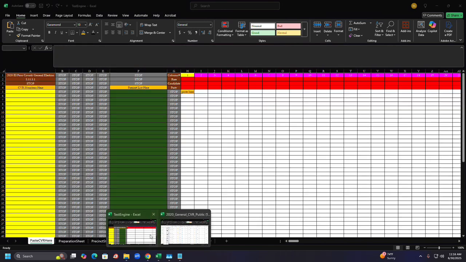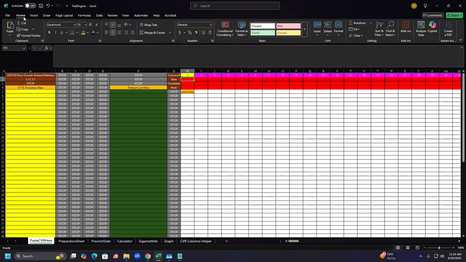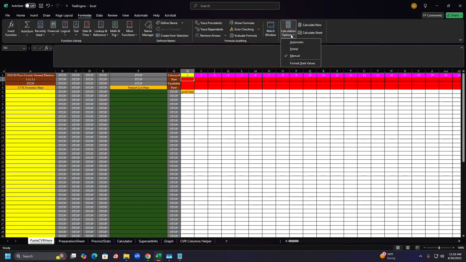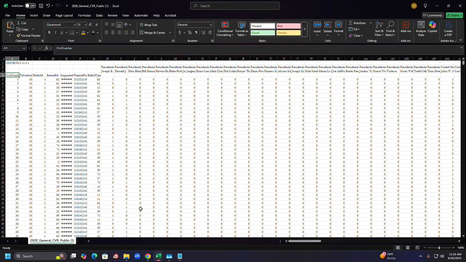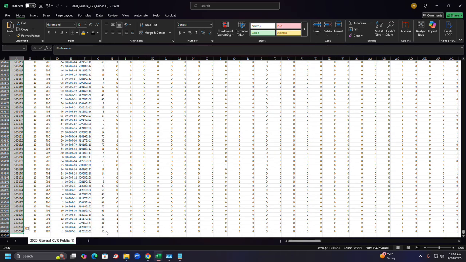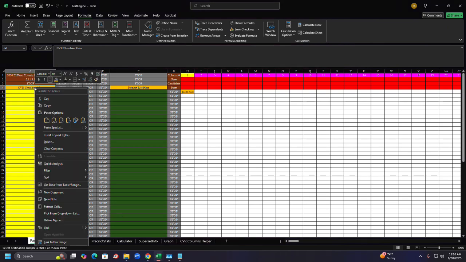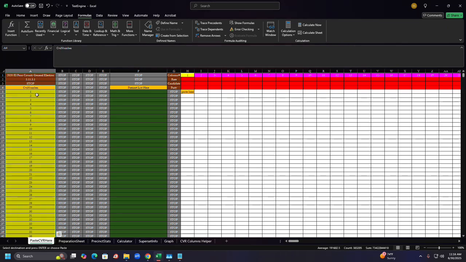Is this on manual? Make sure you're on manual. I'll make sure it's on manual when you download the file. But anyway, so you go to Formulas, Calculation Options, and you put in manual. You don't want anything calculating until you have everything in. So you're going to take the CVR number, including the header, and drop it right there.